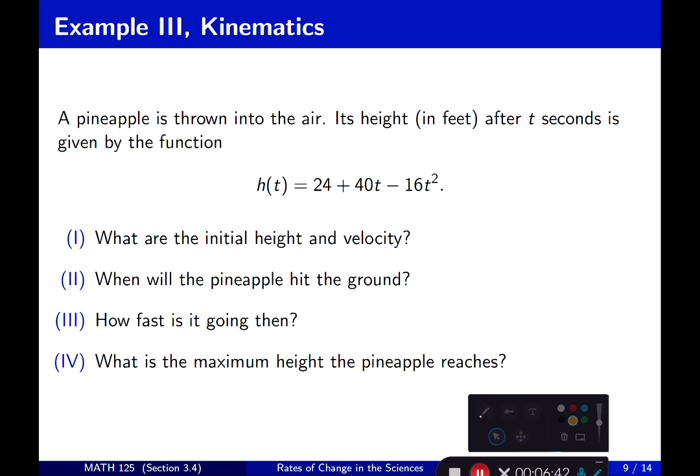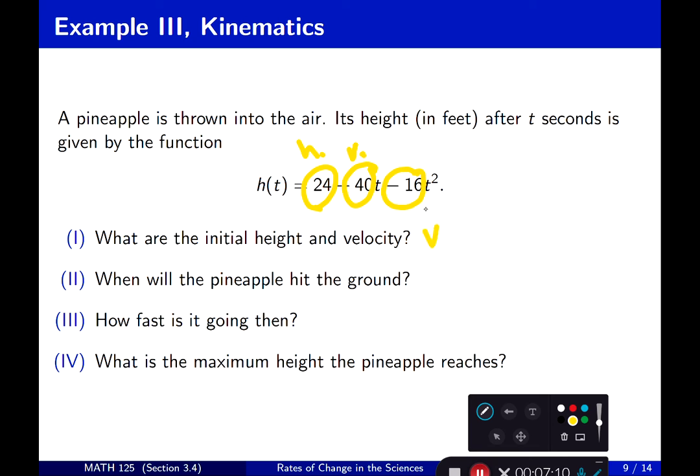the pineapple reaches? To answer these questions, first you have to remember the kinematic formula that we had before. This is going to be half of the acceleration, and this is the velocity v sub 0, and this is the height at 0.